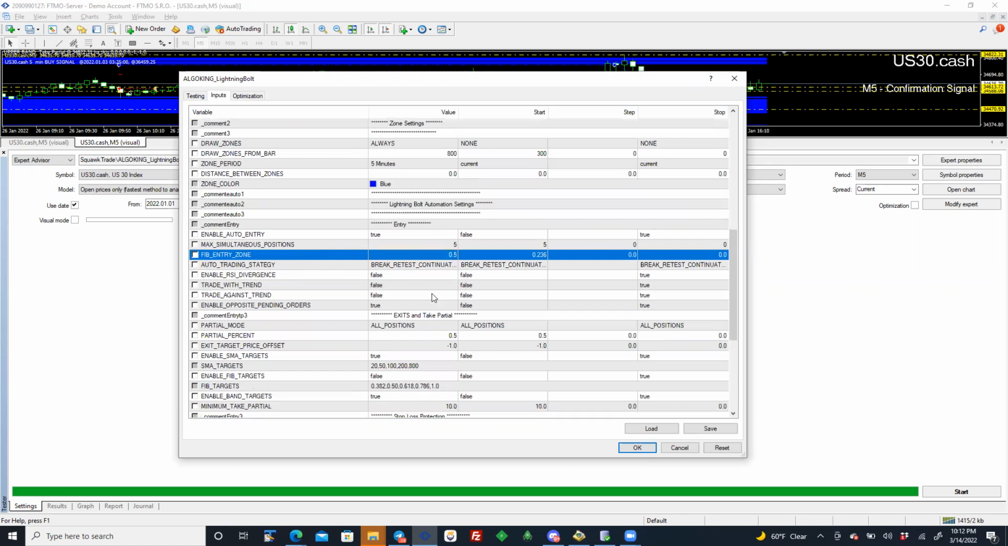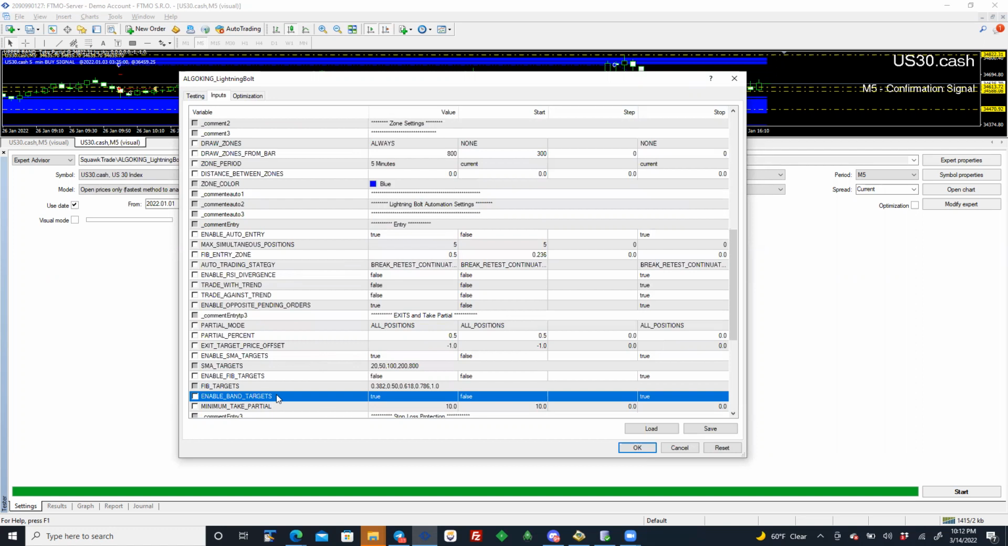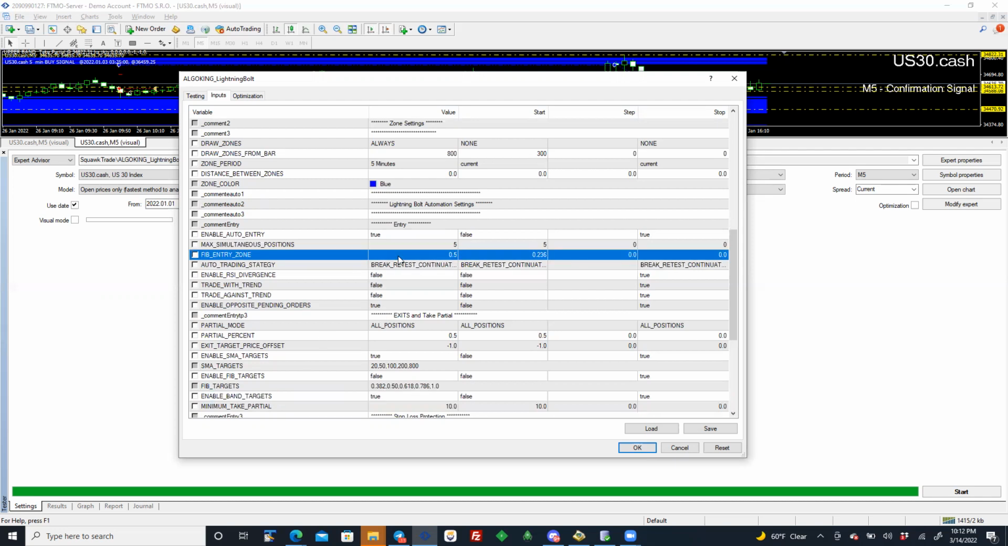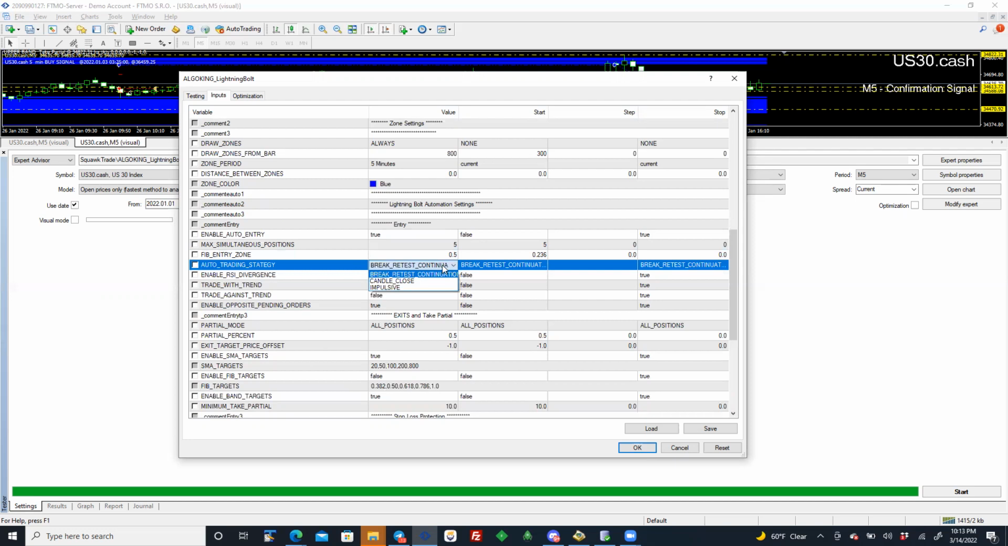The reason is that I also have a setting for enabling band targets, and when I enable these, I'm also restricting the entry. If you're selling, it has to be in the upper band, and if you're buying, it has to be in the lower band. So that restricts the 50% fib zone down to overlapping areas, creating a little window where entries can be made. For strategies, you can select break, retest and continuation, or just candle close or impulsive.